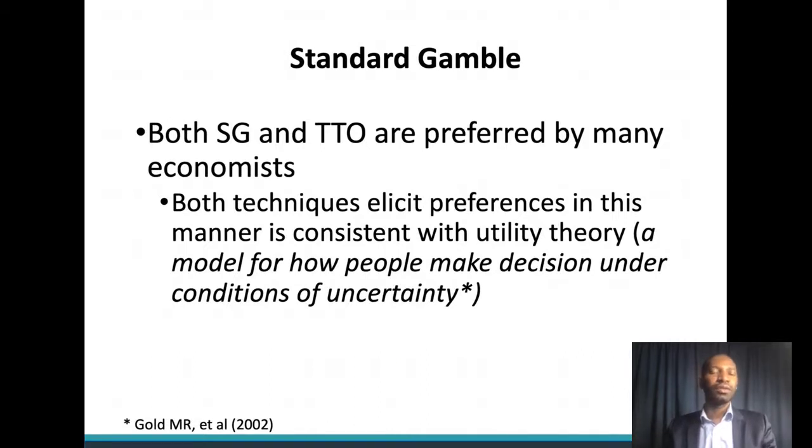So we've learned about both standard gamble and time trade-off. Both are preferred by many economists. The reason is that these techniques elicit preferences in a manner that is consistent with utility theory, a model for how people make decisions under conditions of uncertainty. In order for a decision to be consistent with utility theory, it has to involve risk, uncertainty, and trade-offs.